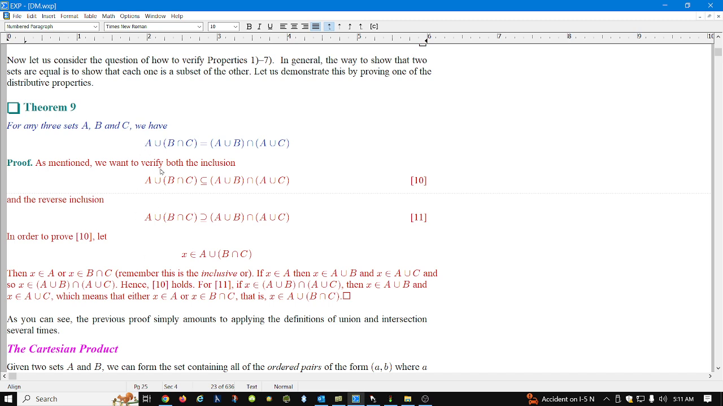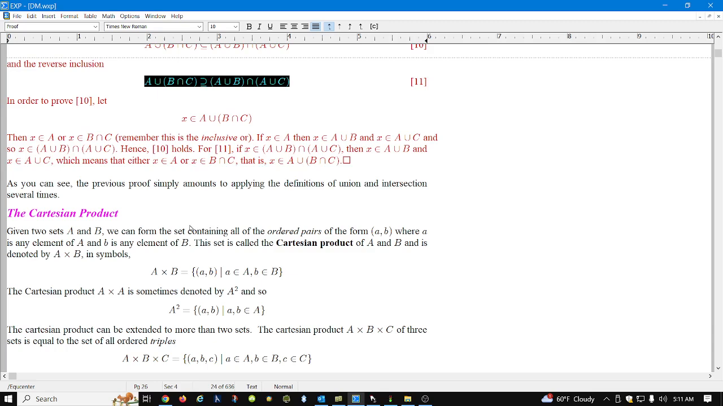Here is a proof that the left distributive law holds. Generally speaking, the way you show that two sets are equal is to show that each one is a subset of the other. So it would be to show both of these inclusions hold. And it's not a very long proof, so this too I will leave for you to construct.